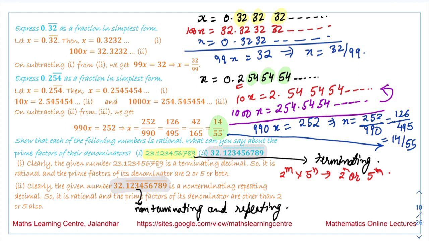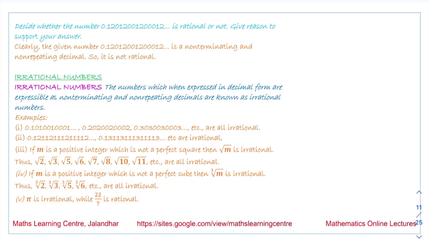So we are saying it is a rational number and its denominator will have some prime factor other than 2 and 5. If we look at the decimal representation of the denominator of this rational number, then it will have some factor other than 2 and 5. Next, we have to decide whether this number is rational or not.